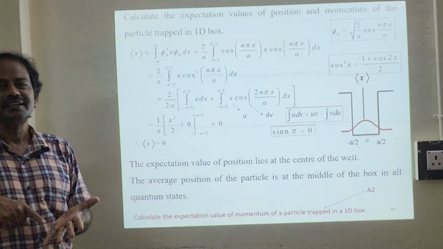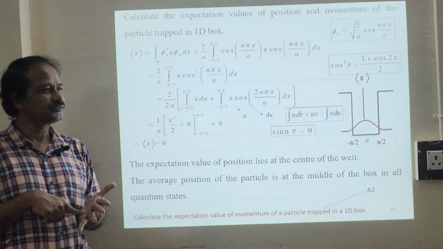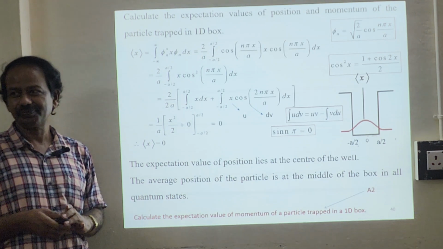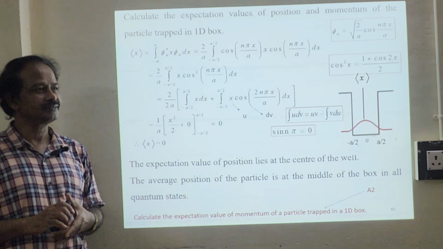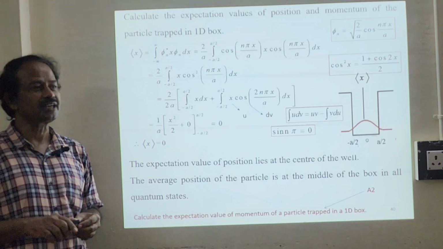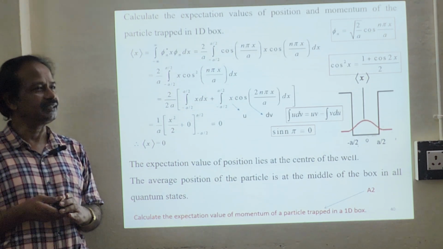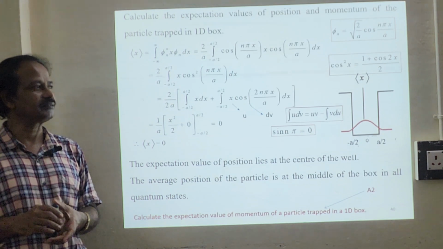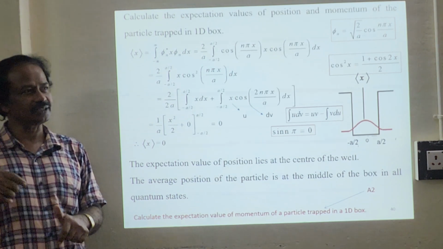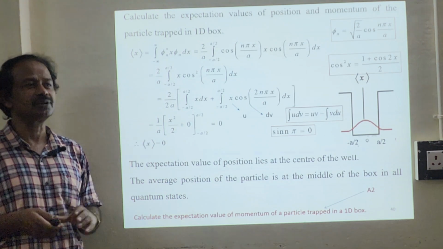So in this class, we looked into the description of quantum wells. Then we applied boundary conditions. We used the Schrödinger equation, solved it, and got the energy values as well as the eigenfunctions. One is the symmetric solution, another one is the anti-symmetric solution, and we have solved one problem also.